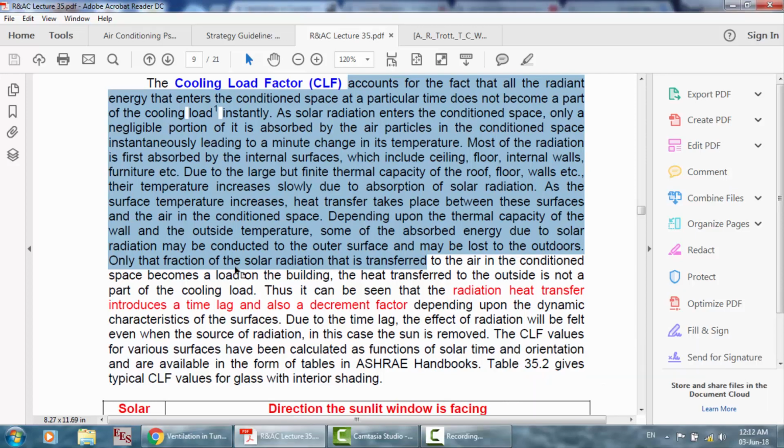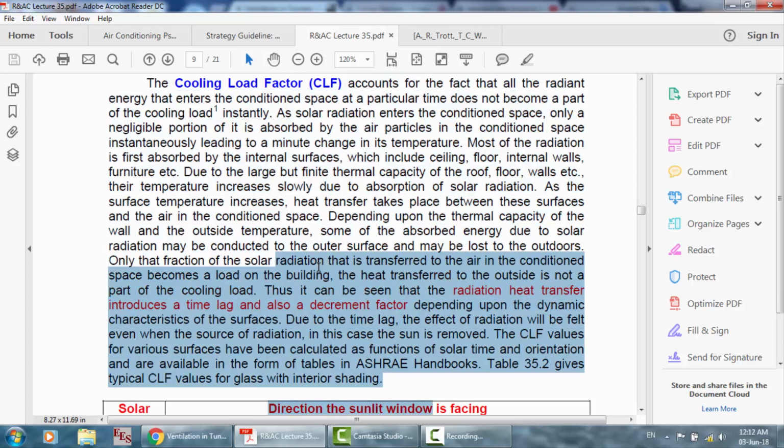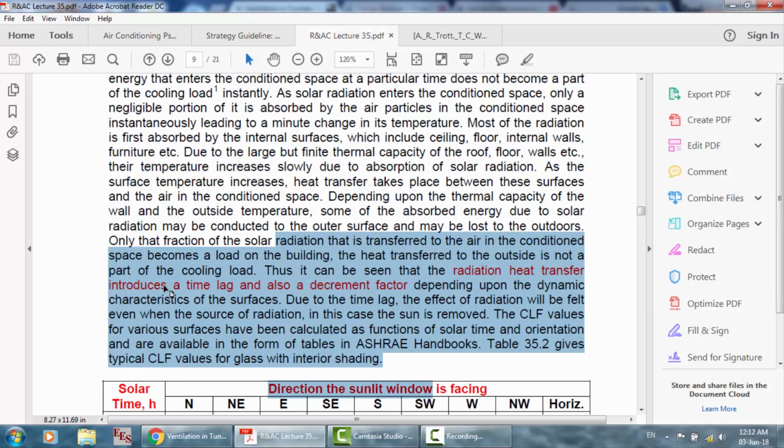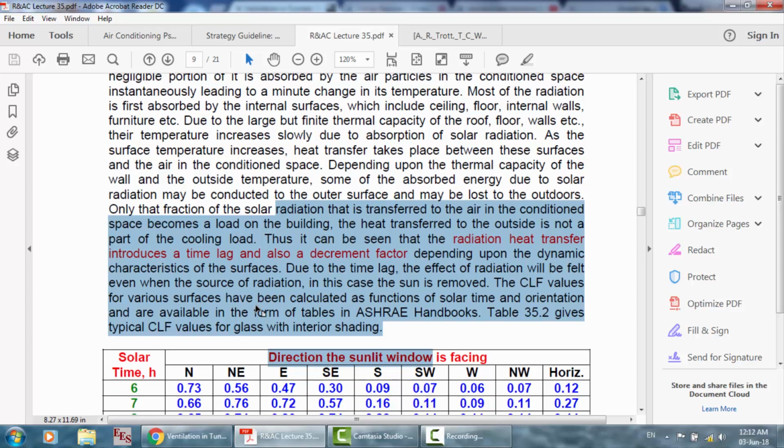So only the fraction of the solar radiation that is transferred to the air in the conditioned space becomes a load on the building. The heat transferred to the outside is not a part of the cooling load. Thus, it can be seen that the radiation heat transfer introduces a time lag and also a decrement factor, depending upon the dynamic characteristics of the surfaces. Due to the time lag, the effect of radiation will be felt even when the source of radiation, in this case the sun, is removed.